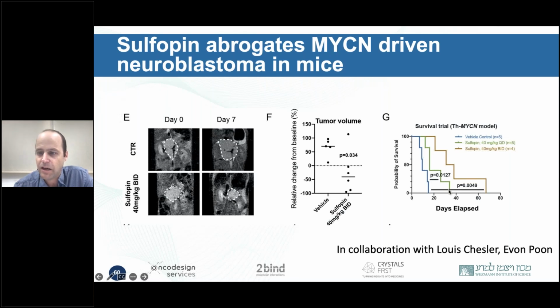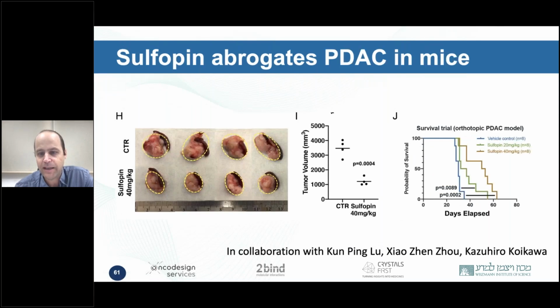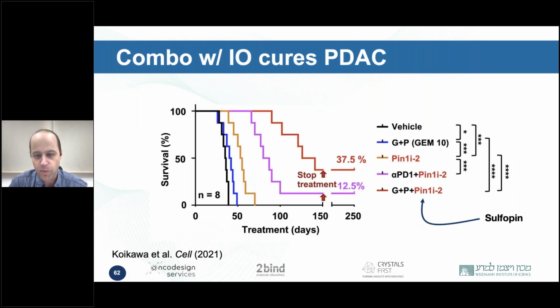The single daily group shows about doubling of the overall survival, and the double dose group showed an even more significant overall survival extension. And finally, in a pancreatic PDX model, we're also able to show tumor regression by treating 40 milligrams per kilogram, and again, extension of overall survival in this very aggressive cancer model. And perhaps most satisfyingly, and this is work that we didn't contribute to in any way other than providing the compound.